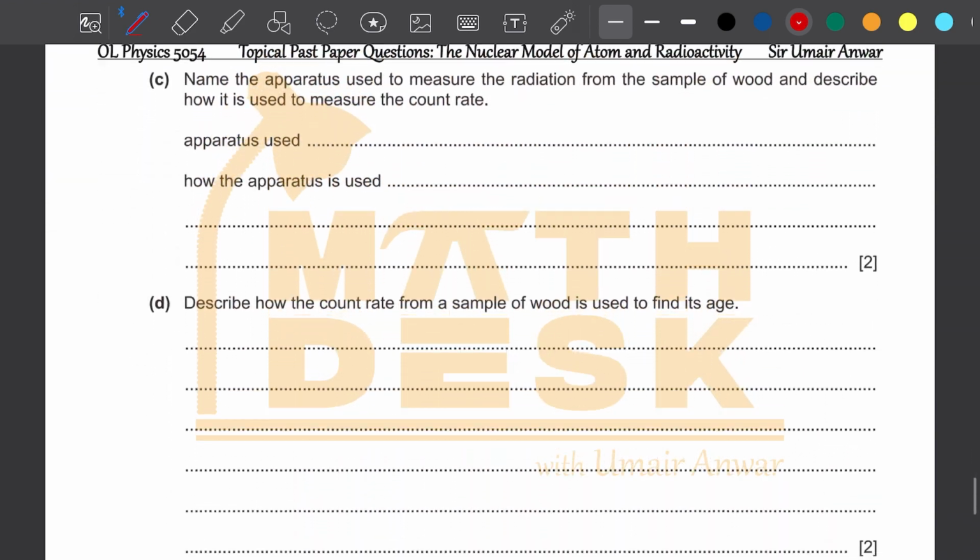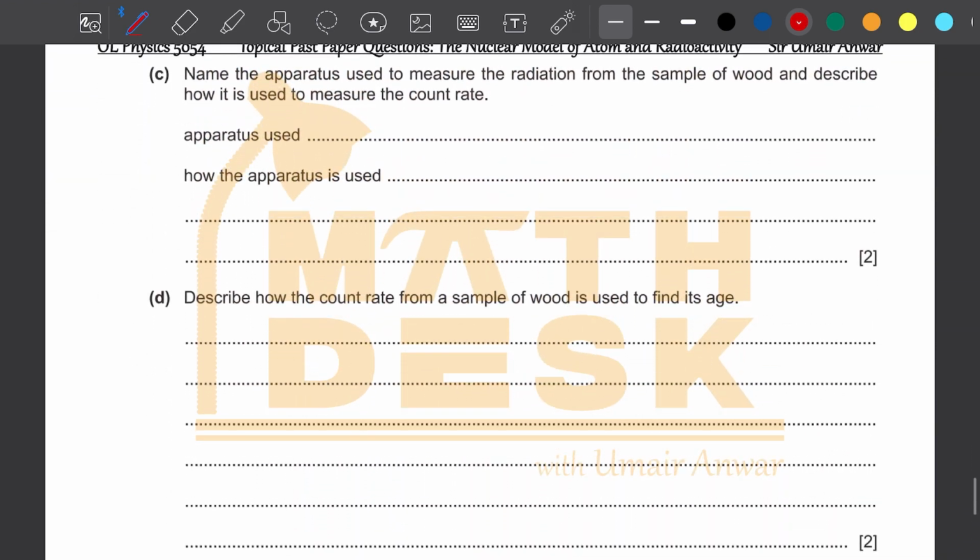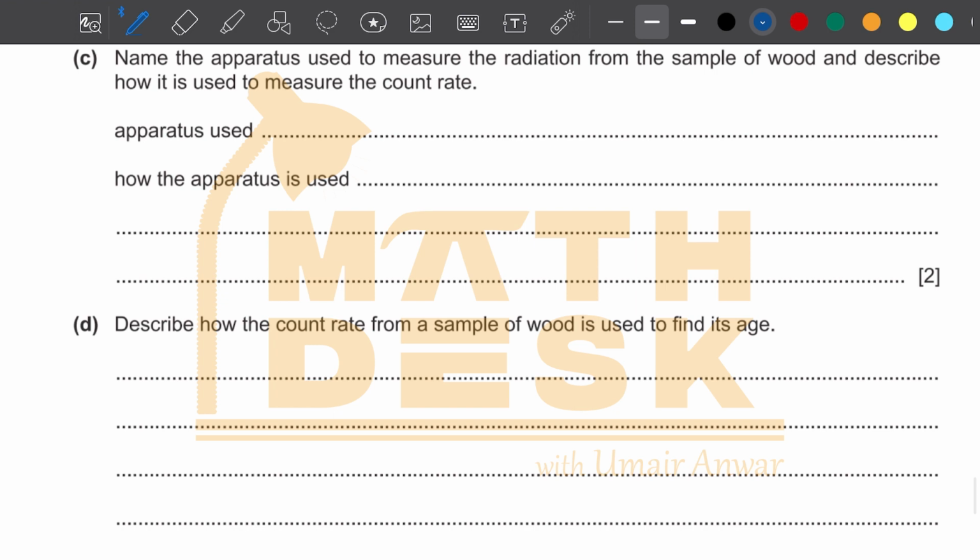Okay, the next part says name the apparatus used to measure the radiation from the sample of wood and describe how it is used to measure the count rate. So the apparatus used would be a GM (Geiger-Müller) tube, a rate meter, and a timer.